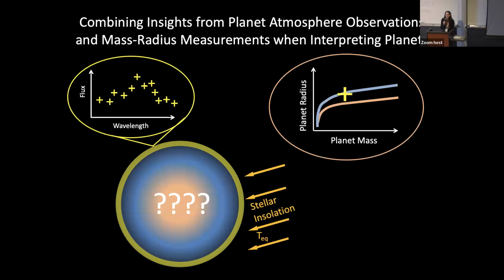Okay, so now let me briefly talk a little bit about, after hanging out in theory land, I will dip my toe ever so slightly in the connection to observations, and talk about what information we can get from combining observations of atmospheres with measured mass and radius measurements when interpreting planet compositions.